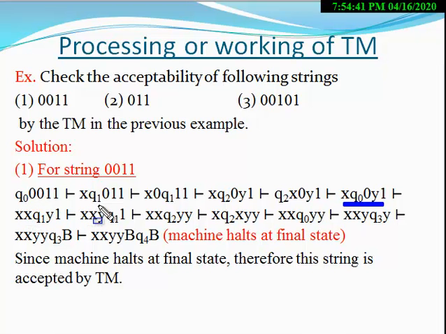The state changes to Q1, 0 is replaced by X, and the machine moves to the right direction. So you have to apply these three actions. First, the state changes from Q0 to Q1. Second, 0 is replaced by X. And the third is that the head of the machine moves to the right direction. Apply here, we get this ID. So the state changes from Q0 to Q1, 0 is replaced by X and the machine moves to the right.